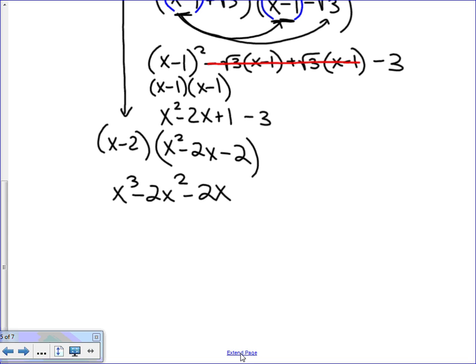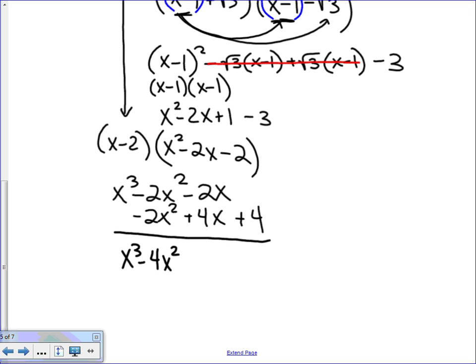X cubed minus 2x squared minus 2x, distribute my x. Minus 2x squared plus 4x plus 4. Distribute my negative 2. Combine my like terms. X cubed minus 4x squared plus 2x plus 4. There's my polynomial.